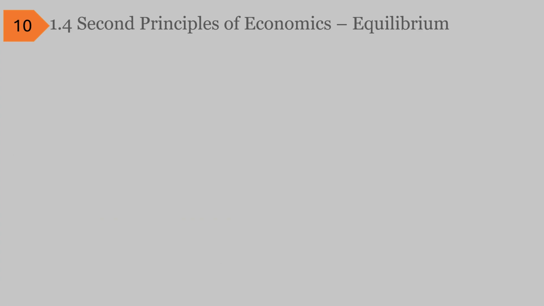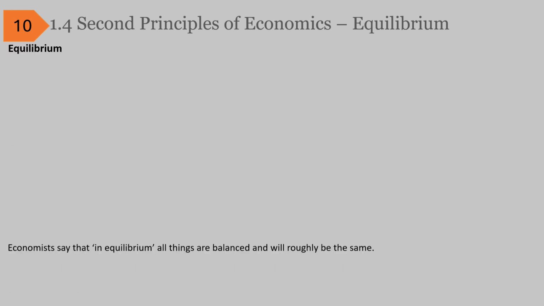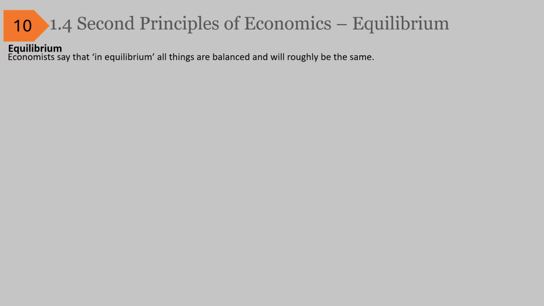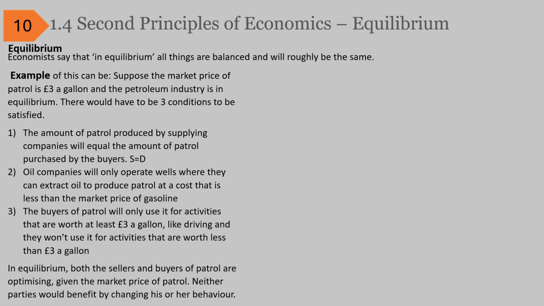Okay, after understanding the first principle, optimization, we'll be moving on to our second principle, equilibrium. So equilibrium is when all things are balanced and will roughly be the same. An example of this can be the market price of petrol is £3 a gallon and the industry is said to be in equilibrium, and therefore the industry would have to meet three conditions for the industry to be satisfied with equilibrium.